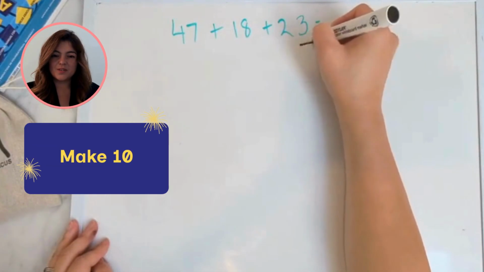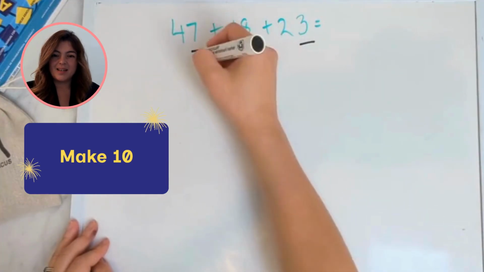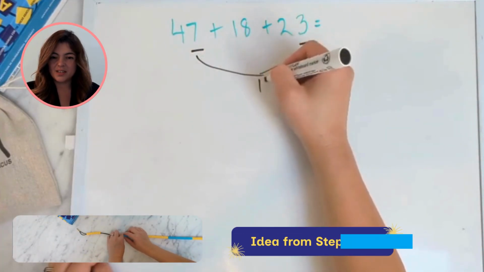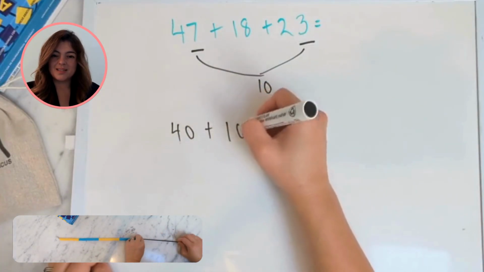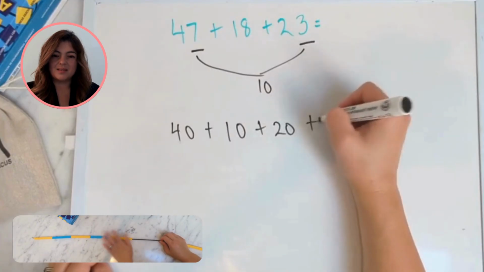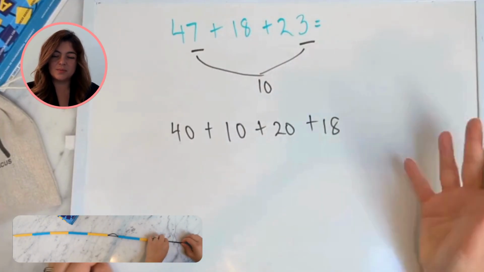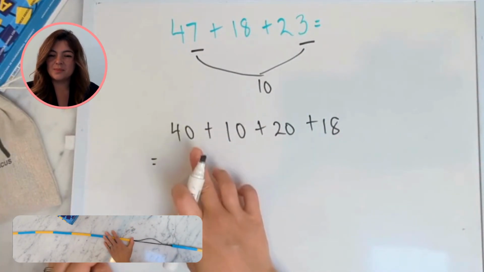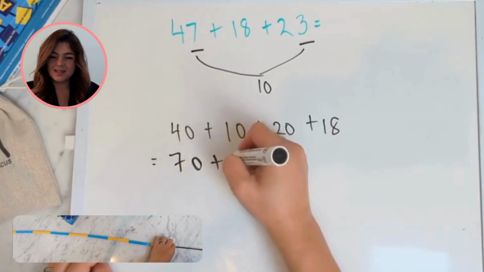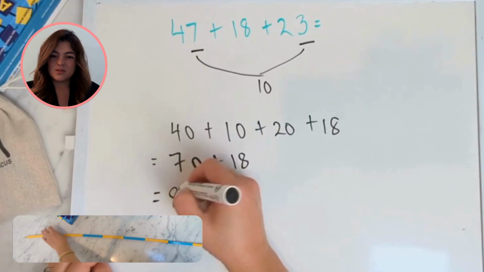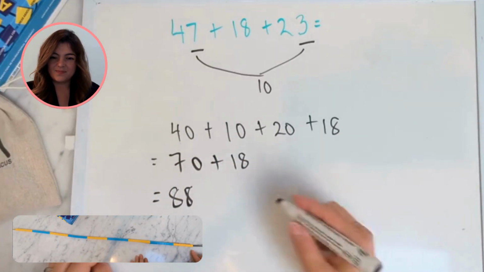So now we're looking for numbers that make 10. And here you can see we've got 7 and 3 that make 10. So now I can think of this as 40 plus 10 plus 20 plus 18, and I could split 18 into tens and ones, but I'm going to leave it. So I know 40, 10 and 20 makes 70, plus the 18 gets me a total of 88.